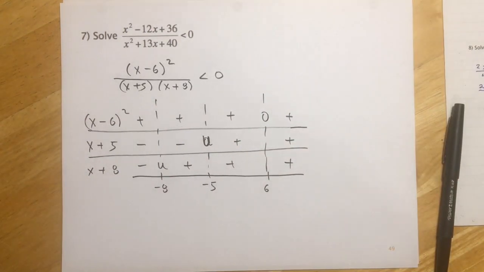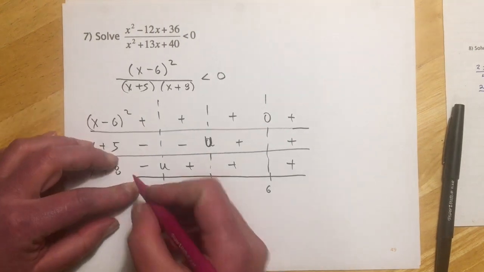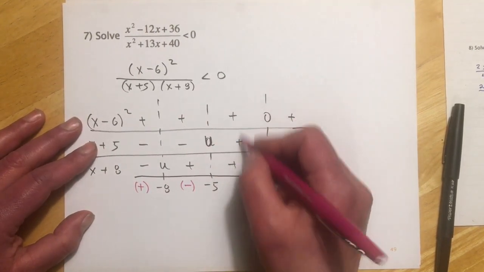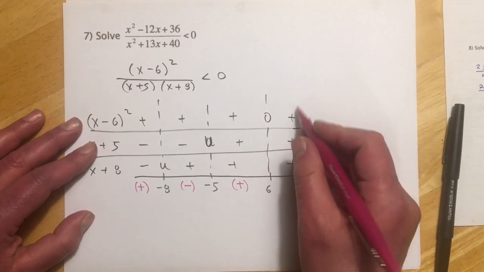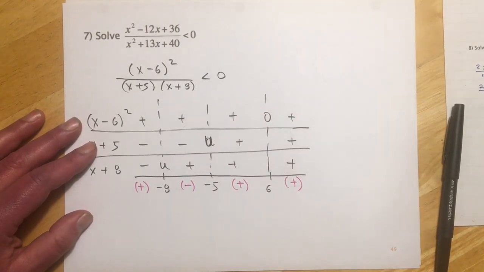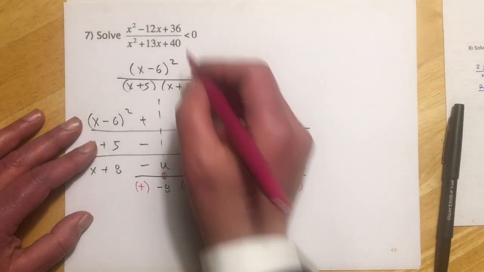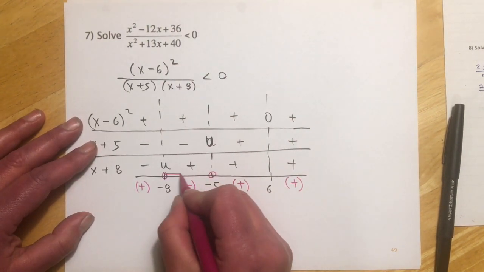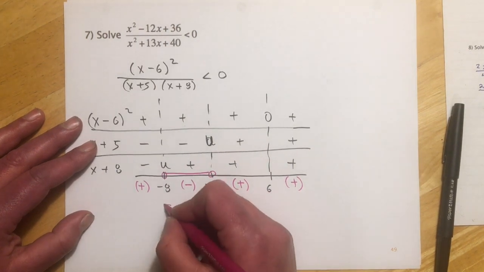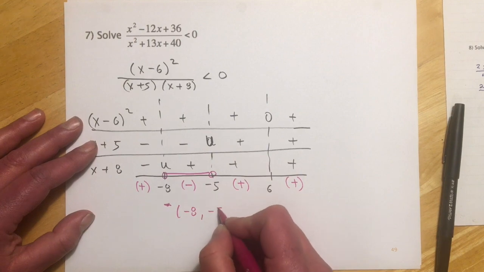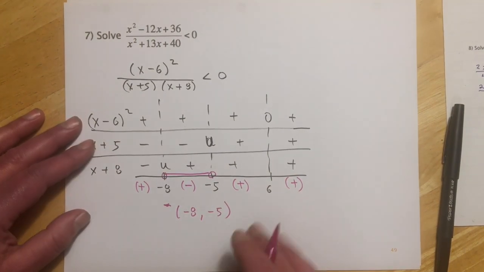So down here I have 2 negatives, so that's going to be a positive. I have 1 negative, so that's going to be negative, all positive, and all positive. So we want the less than or equal to zeros, or sorry, just the less than zeros. So the only place that happens is right in there. So our solution set is going to be -8 to -5.